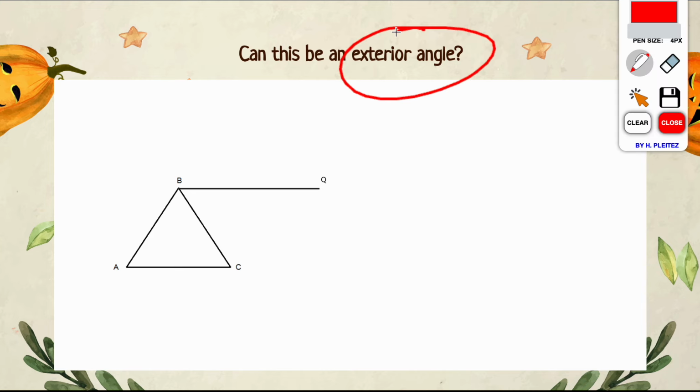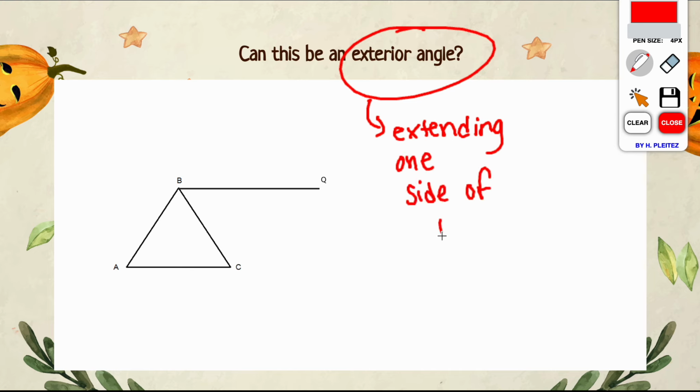Well, remember, an exterior angle comes from extending one side of the triangle. Now, if we evaluate this extension here, or what we're saying is going to be an extension, we have to think about it. If we're calling this an extension, it should directly be extended from one of the sides, right? But this segment that I have here, segment BQ, is not coming from any side.